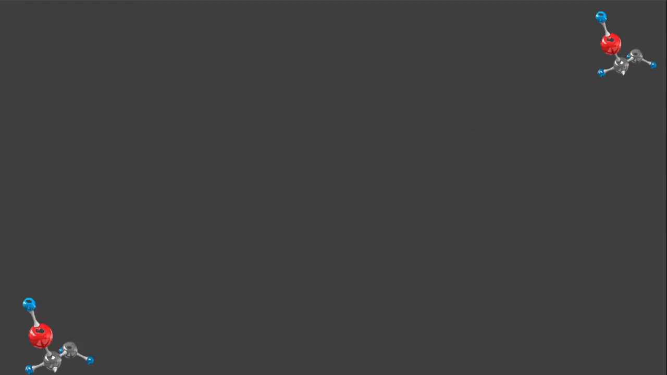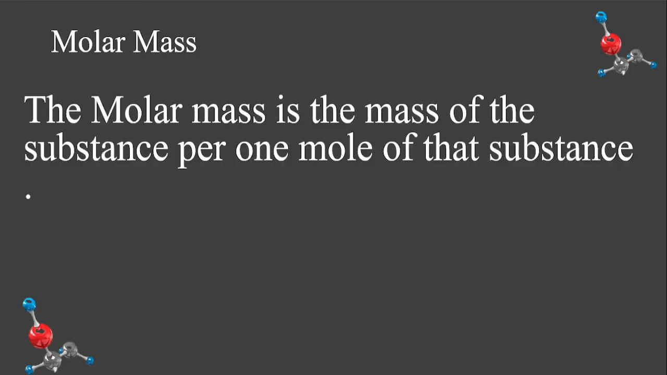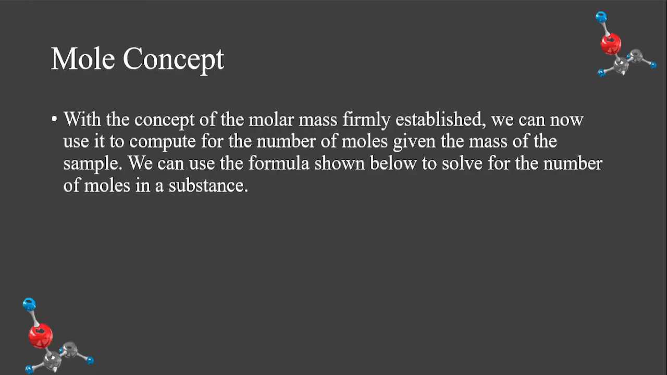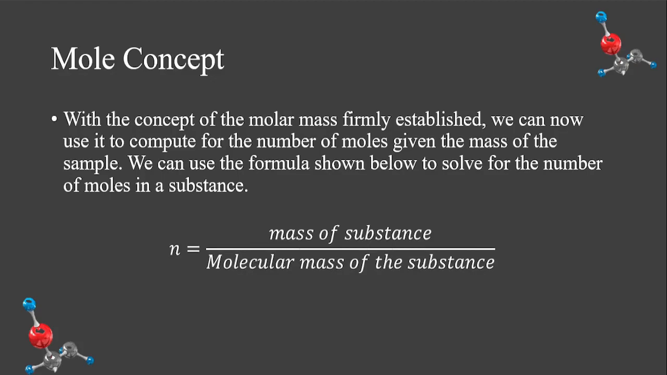We now define the molar mass. The molar mass is the mass of the substance per 1 mole of that substance. With the concept of the molar mass firmly established, we can now use it to compute for the number of moles given the mass of the sample. We can use the formula shown below to solve for the number of moles in a substance. N is equal to mass of substance divided by molecular mass of the substance.